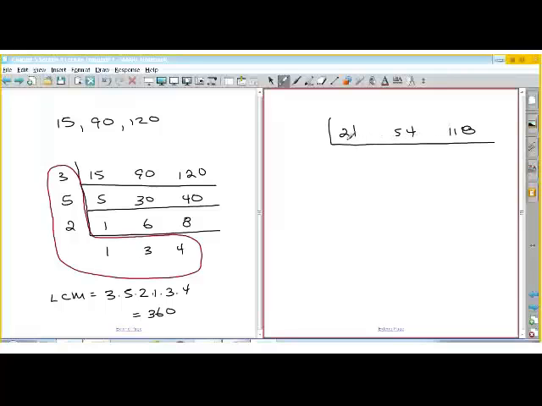Can we divide all of these by 3? The answer is no. We can't divide by 2 because one's odd. So what we're trying to do is find if there's any number we can divide them all by. I can divide this one by 3 and this one by 3, but not this one, because 1 plus 1 plus 8 is 10. So I can't divide them by 3. And I can't divide them by 5 either.